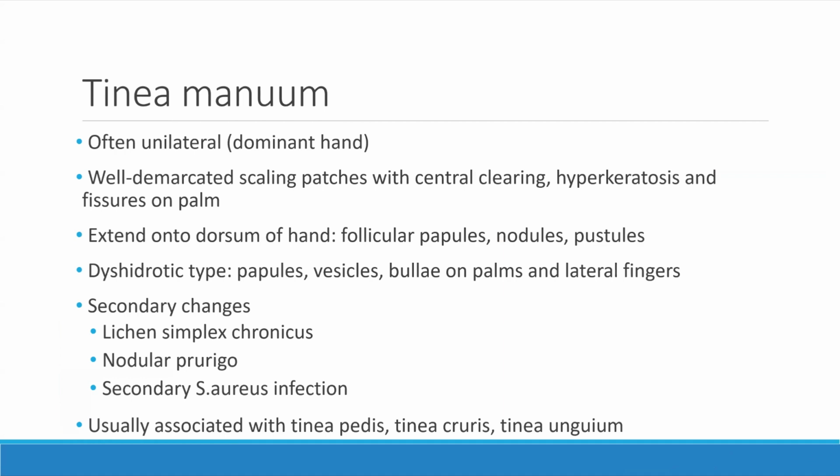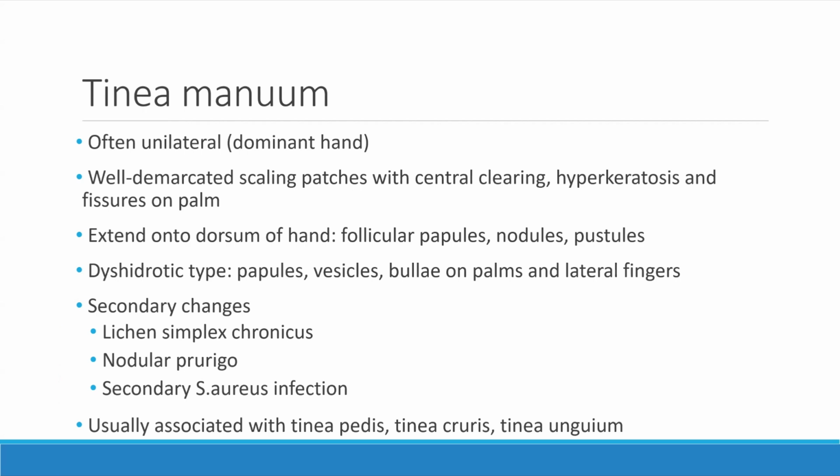For tinea manum, it is often unilateral, affecting the dominant hand. Patients present with well-demarcated scaling patches with central clearing, hyperkeratosis, and fissures on the palm. They can extend onto the dorsum of the hand with follicular papules, nodules, and pustules.